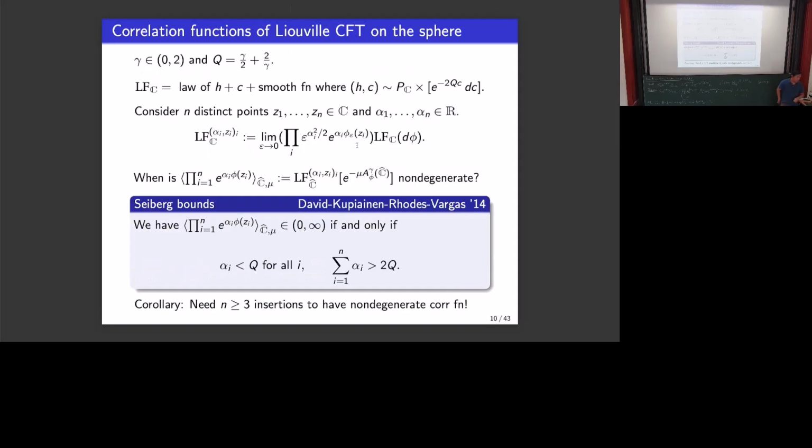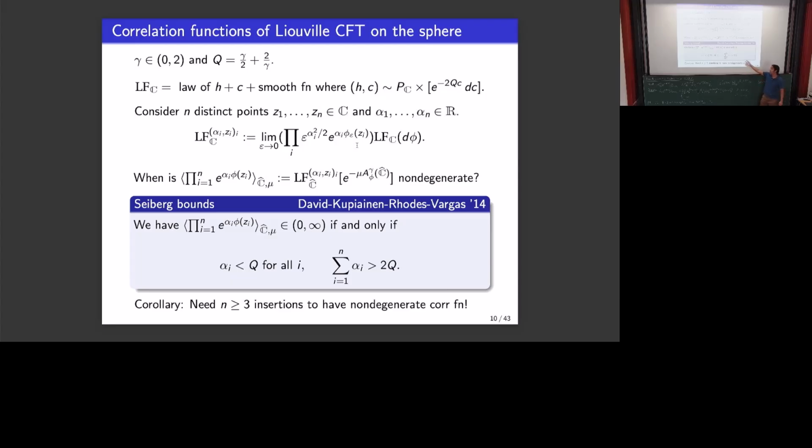Okay, so I just did this slide on the board essentially. The point is your sphere correlation functions are non-degenerate if and only if you have these inequalities called the Seiberg bounds. So you have endpoints on the sphere with singularities of size alpha_i at point z_i. You need all your singularities to not be too big. And the total mass, the sum of your singularities, has to be kind of big. So these are kind of pulling in different directions.